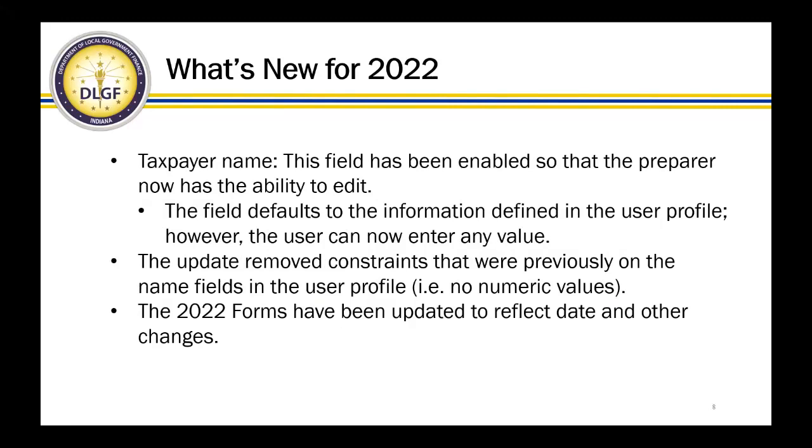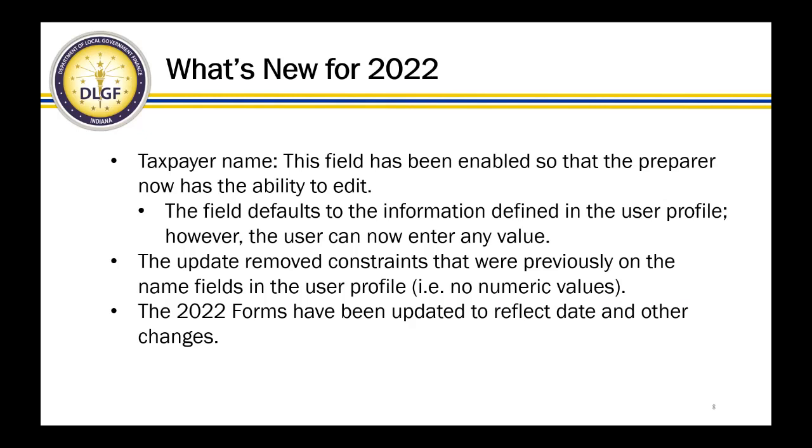One of the things that we heard frequently last year from taxpayers and assessors dealt with the taxpayer name. So we tried to improve this and make it a little bit easier, better. Now the preparer has the ability to edit. One of the things that was removed was a constraint on a taxpayer name with a numeric value, say ABC Roman numeral 3 company.